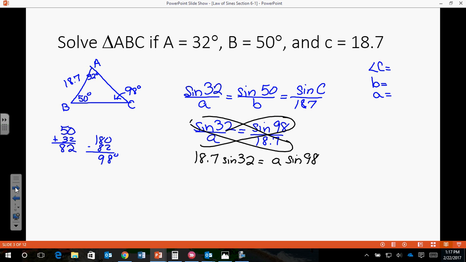So let's figure out how we'll solve that for A. What do we need to do to get the A by itself? Divide by the sine of 98. Okay, so we're taking 18.7 times the sine of 32 and dividing it by the sine of 98. So what's A?